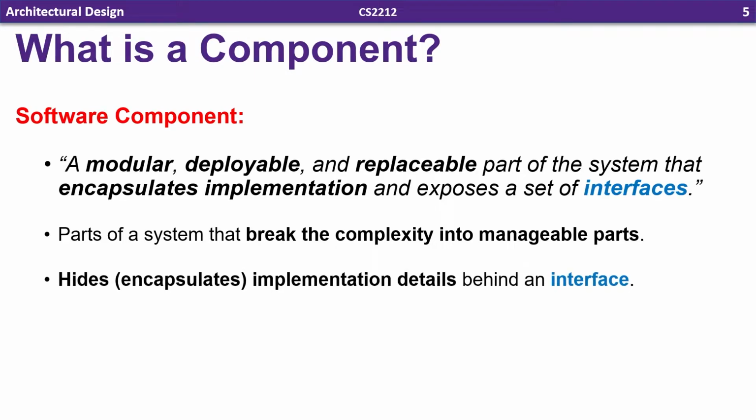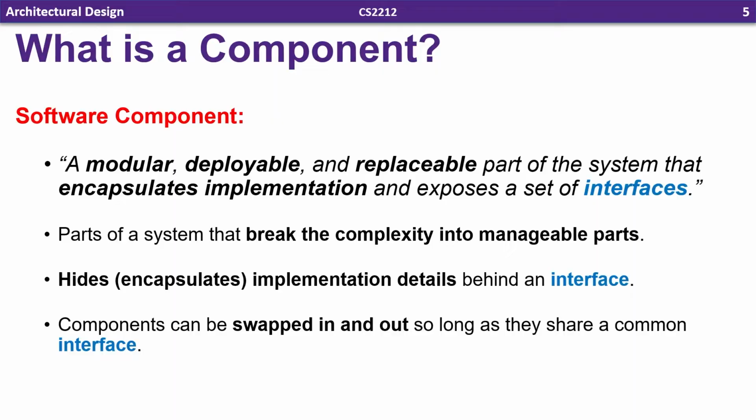Next, components hide implementation details. This is what we mean by encapsulation. Other components in the system should have no view or dependency on the implementation details of another component. Rather, they should communicate through a standard interface. Beyond providing information hiding, this also allows for components to be swapped in and out with no changes to other parts of the system, so long as they share a common interface. This is what we mean by modular, deployable, and replaceable.